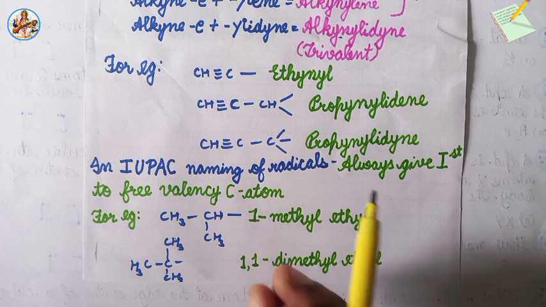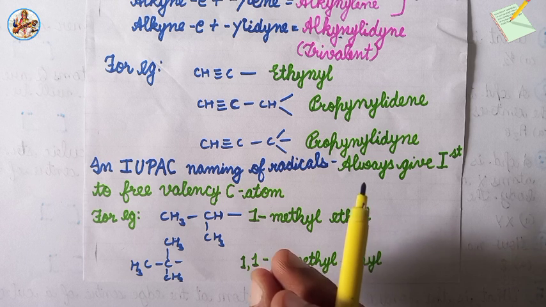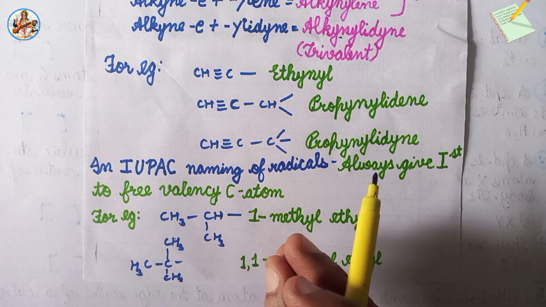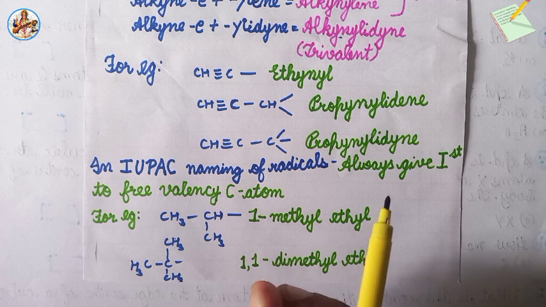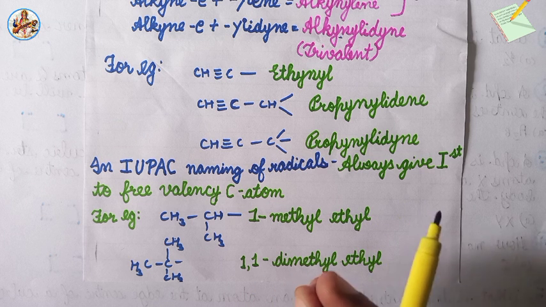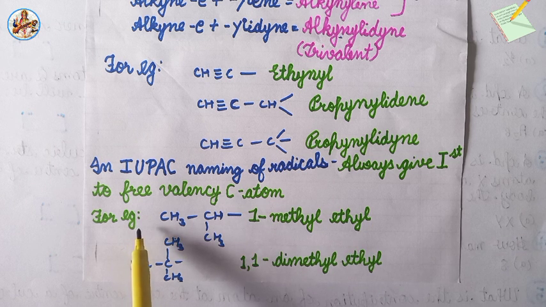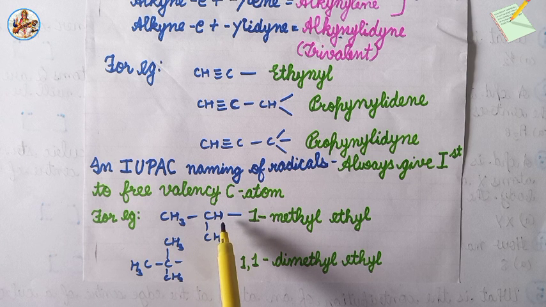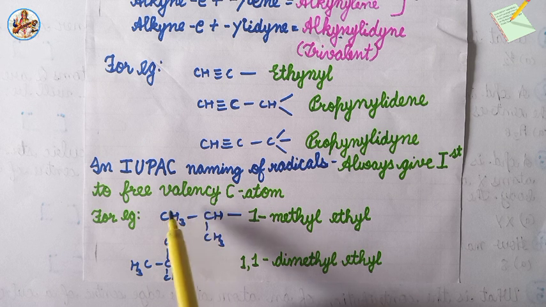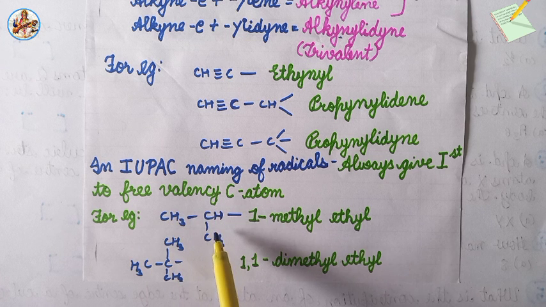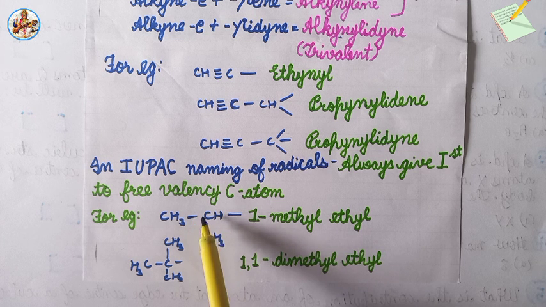In IUPAC naming of radicals, always give the first number to the free valency carbon atom, and that carbon atom behaves like a terminating carbon. For example, it is monovalent. For IUPAC naming, numbering of that carbon is 1, 2. So, its IUPAC name is 1-methyl ethyl.